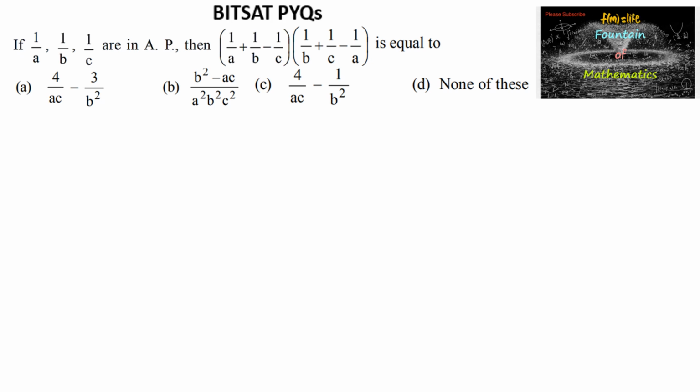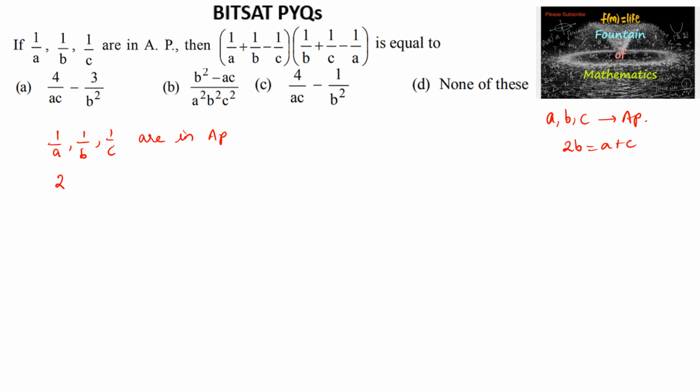If 1/a, 1/b, 1/c are in arithmetic progression, then (1/a + 1/b − 1/c) × (1/b + 1/c − 1/a) is equal to? Since a, b, c are in AP, we have the condition 2b = a + c.